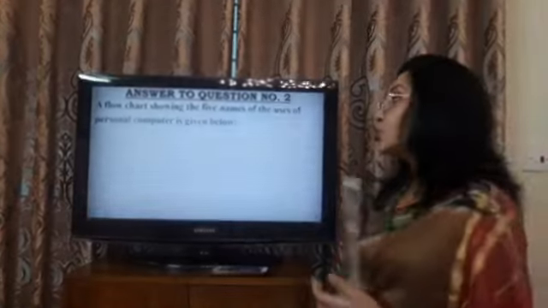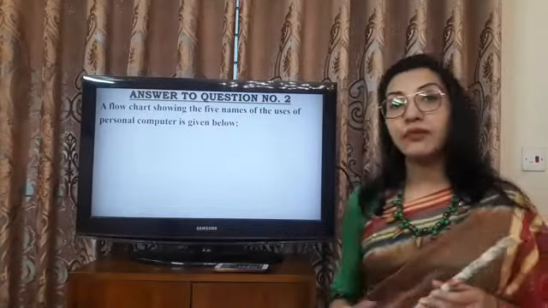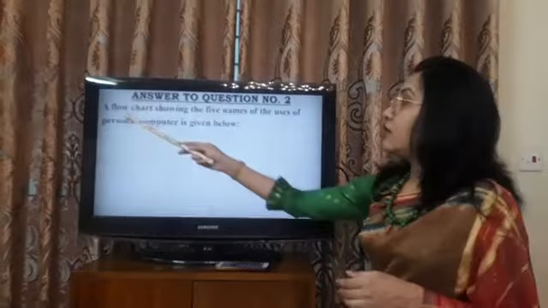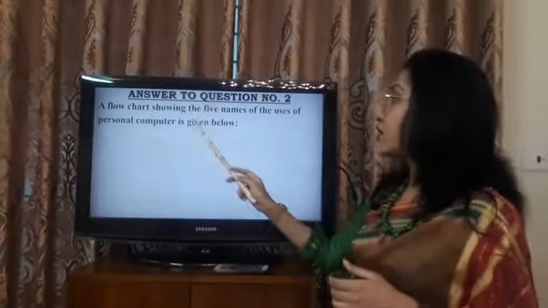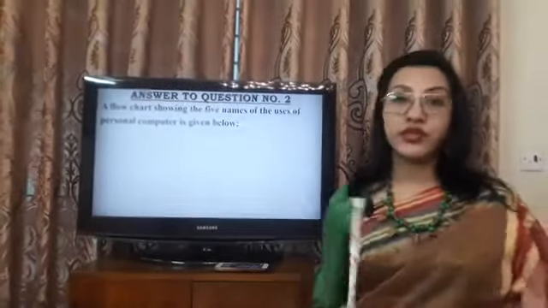Then we are going to write the topic. A flowchart showing the 5 names of the uses of personal computer. So, showing the 5 names of uses of personal computer, where have we got it? We have got it directly from the question given below.